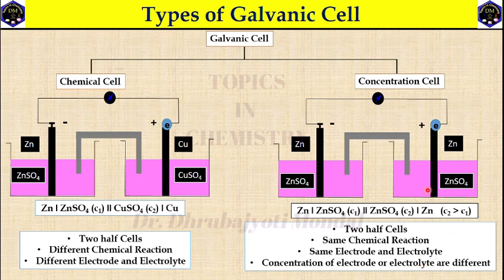And the last and most important point: the concentrations of electrode or electrolyte are different. Here you can see C1 and C2 are both different, so the concentration in the electrolyte is different. Another possibility is that the concentration of the electrode may also be different. So there are two types of concentration cell. So this is a type of galvanic cell. Now you have to know what the types of concentration cell are.